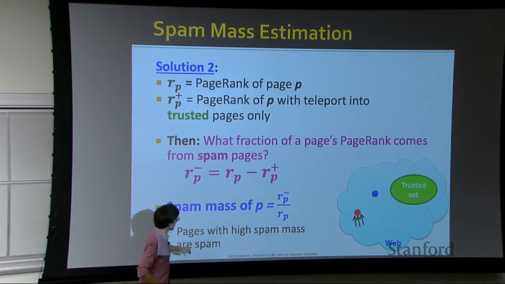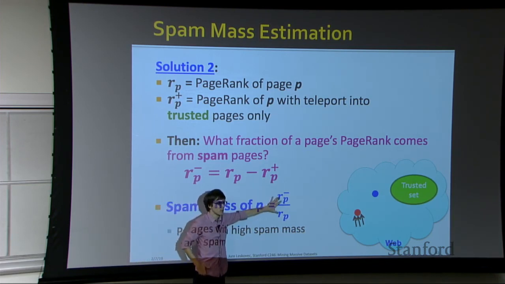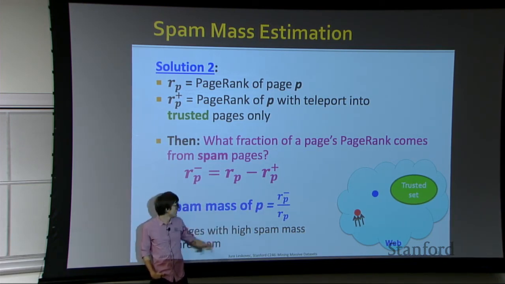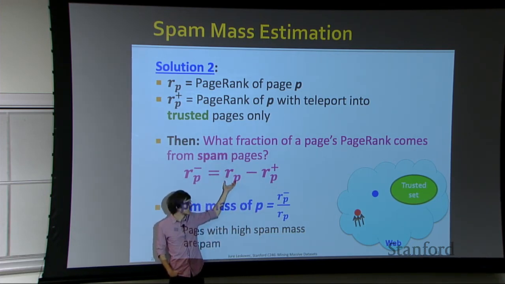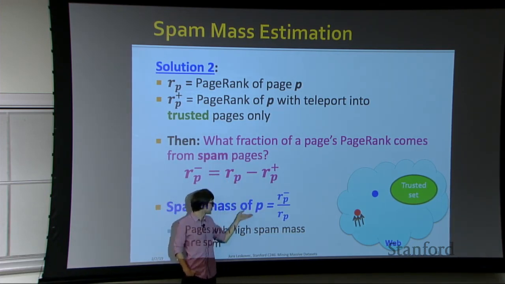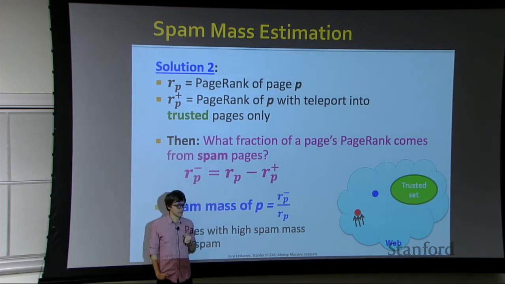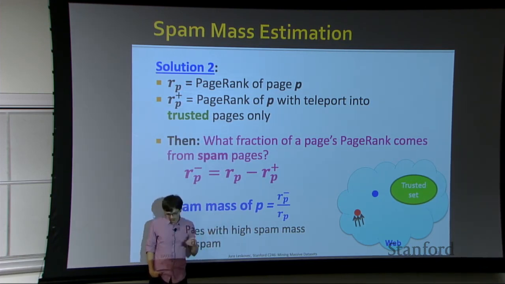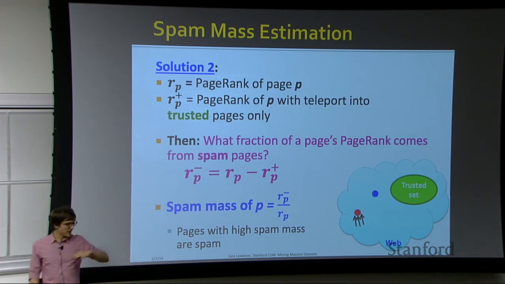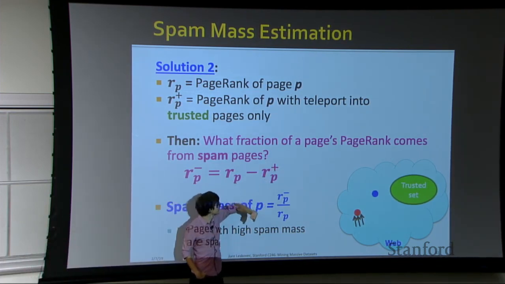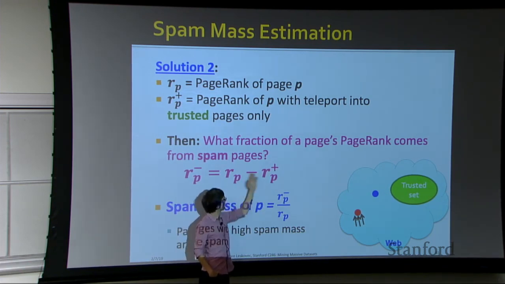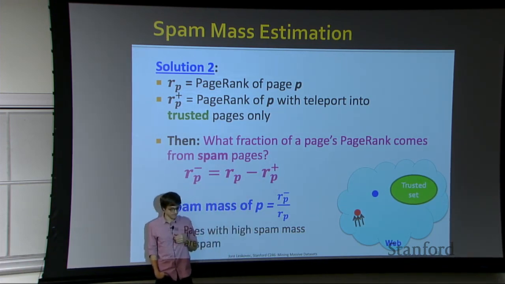Here you would set a threshold, but a threshold on this ratio, not on the absolute value. So you can have a page that has a very small PageRank score, but as long as its relative spam mass is low, you would still keep that page. This is why this is better. The previous approach would just say keep the pages that have a high value of this thing. Right now it says keep the pages where the two numbers are about the same.